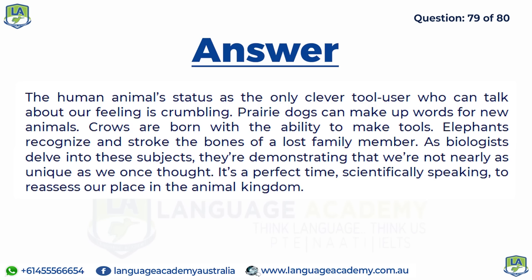The human animal's status as the only clever tool user who can talk about our feelings is crumbling. Prairie dogs can make up words for new animals. Crows are born with the ability to make tools. Elephants recognize and stroke the bones of a lost family member. As biologists delve into these subjects, they're demonstrating that we're not nearly as unique as we once thought. It's a perfect time, scientifically speaking, to reassess our place in the animal kingdom.